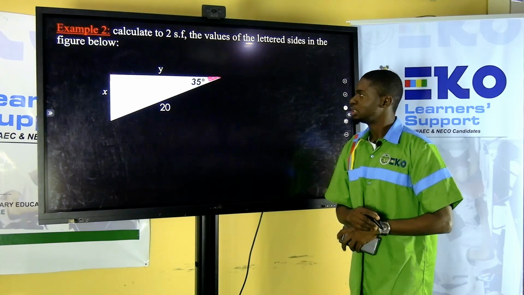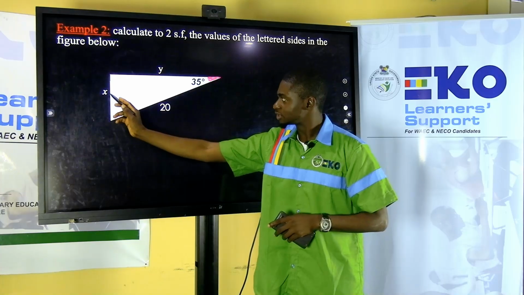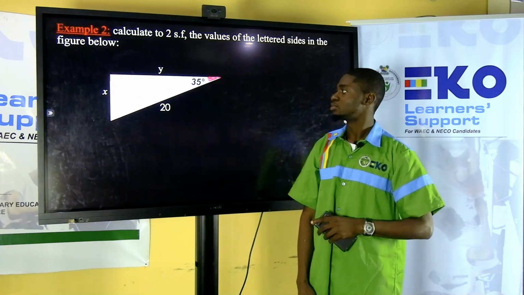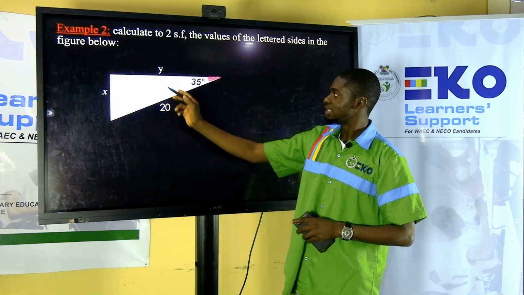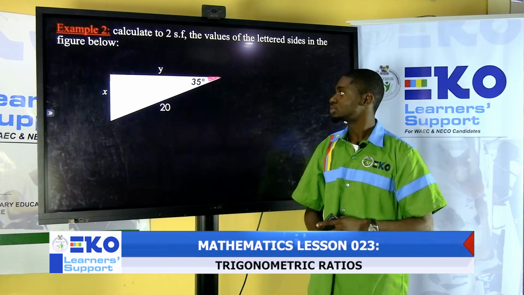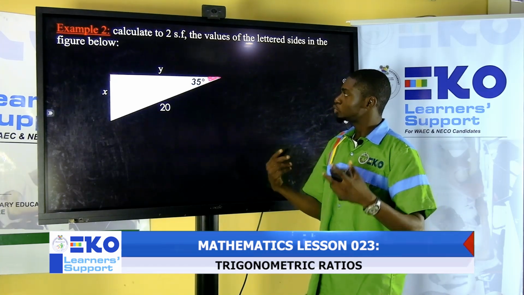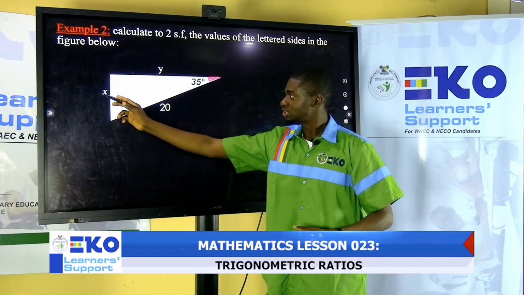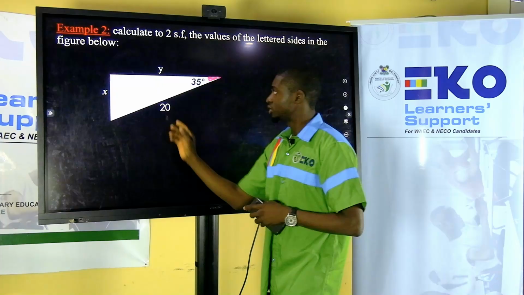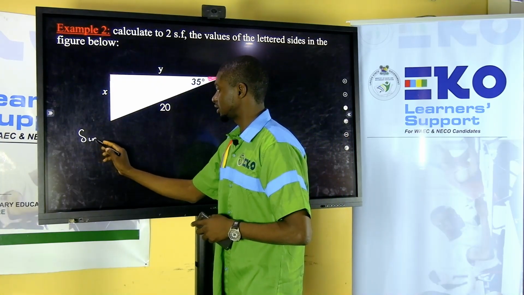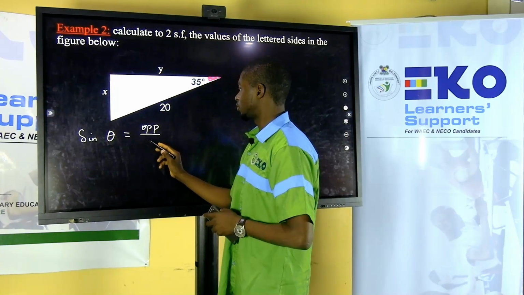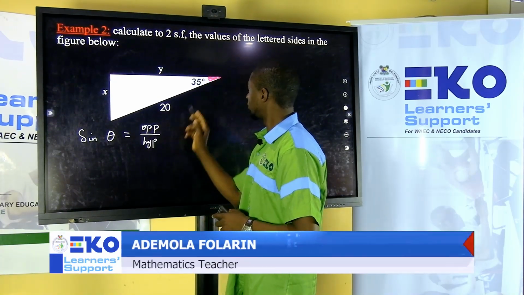To start with, we must know that side x is opposite to the given angle, and side y is adjacent to the given angle, while the hypotenuse is given to us. So which of the trig ratios combines opposite and hypotenuse? Great. Sine. That means we'll say sine theta equals opposite to hypotenuse.